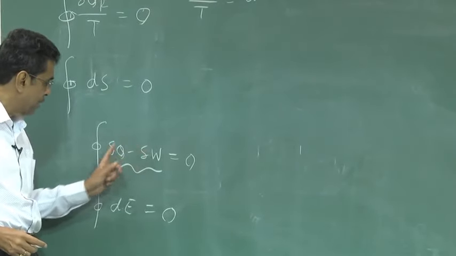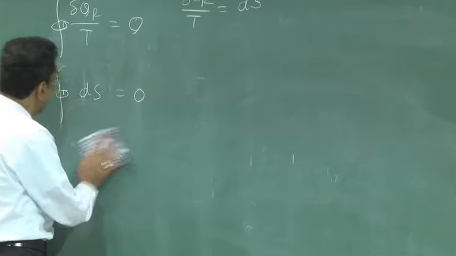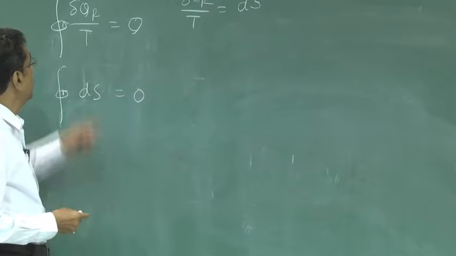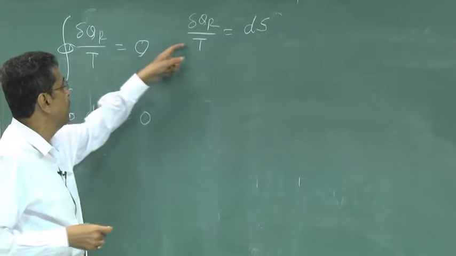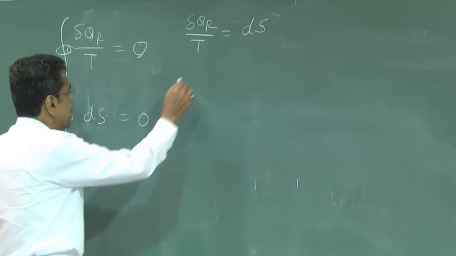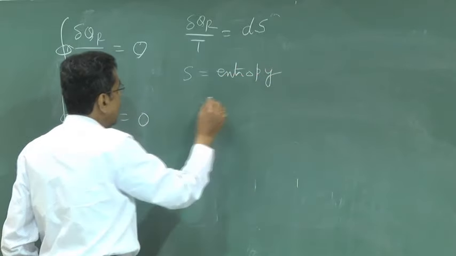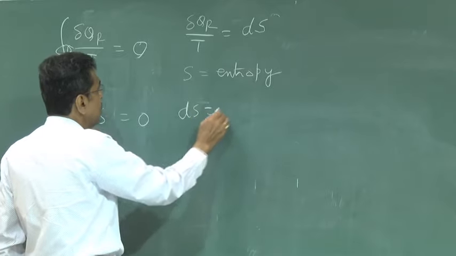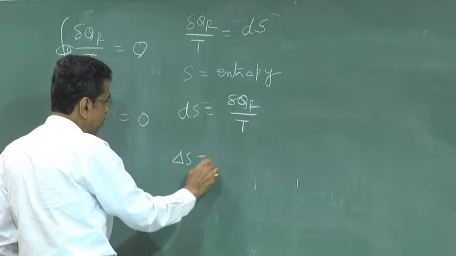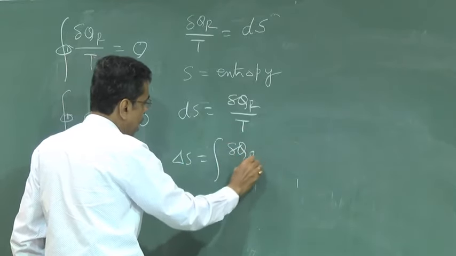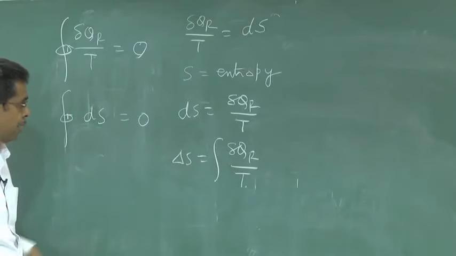Though q and w are path functions, their difference is a point function. This was discussed in the first law. Similarly, q is a path function, but δq_R/T becomes a point function. So this S is known as entropy. By definition, dS is δq_R/T, or a finite change in entropy in a process is the integral of δq_R/T.